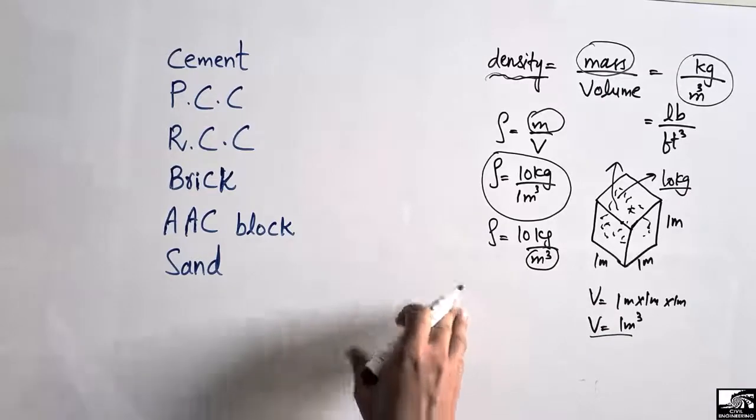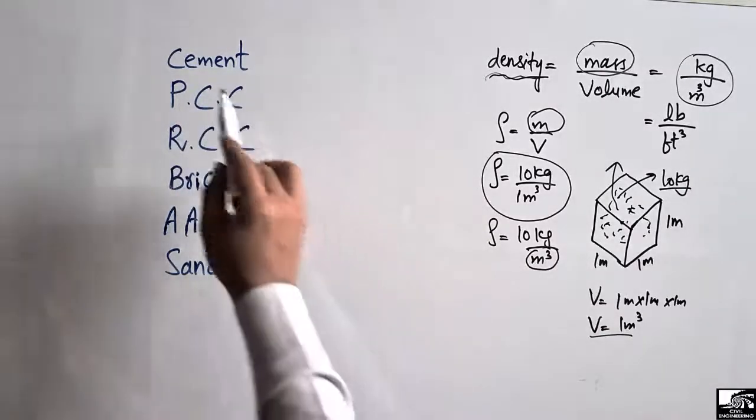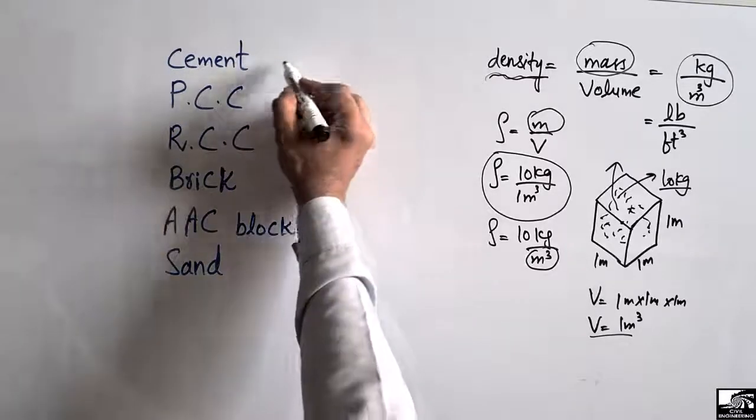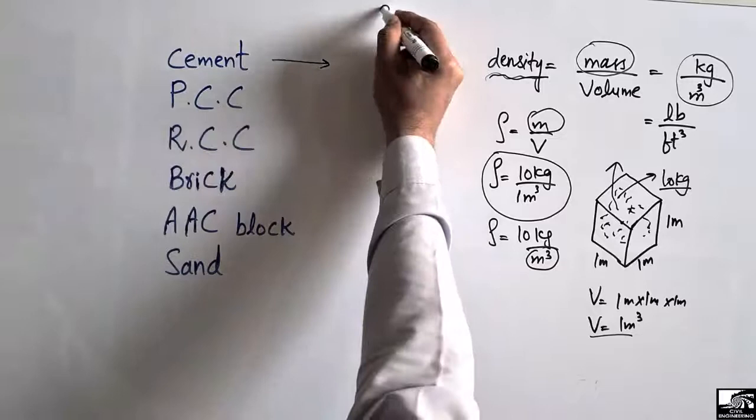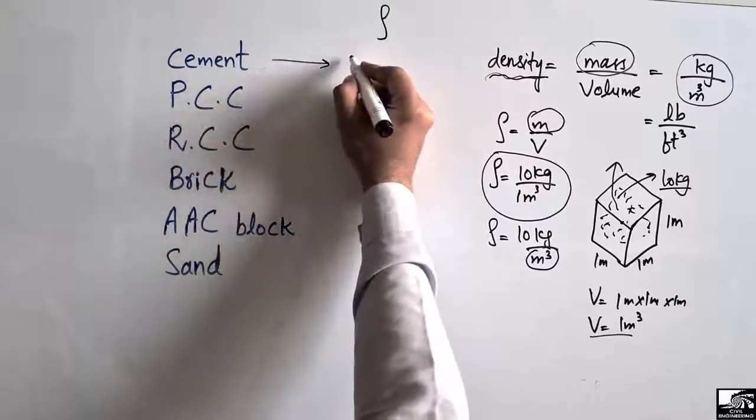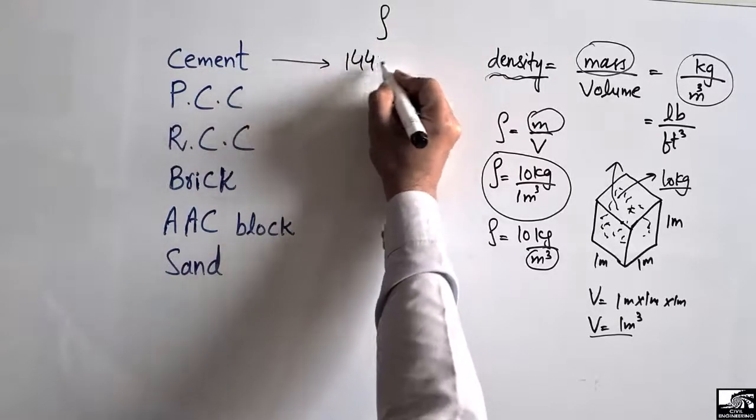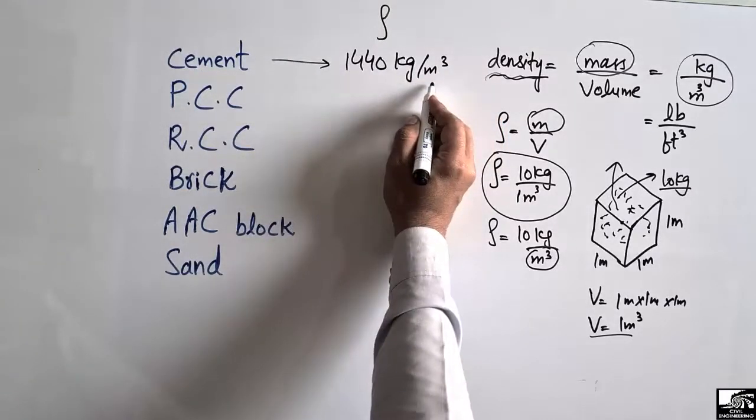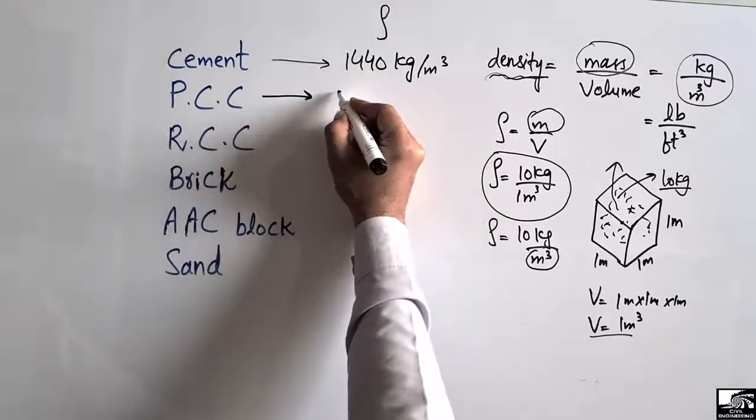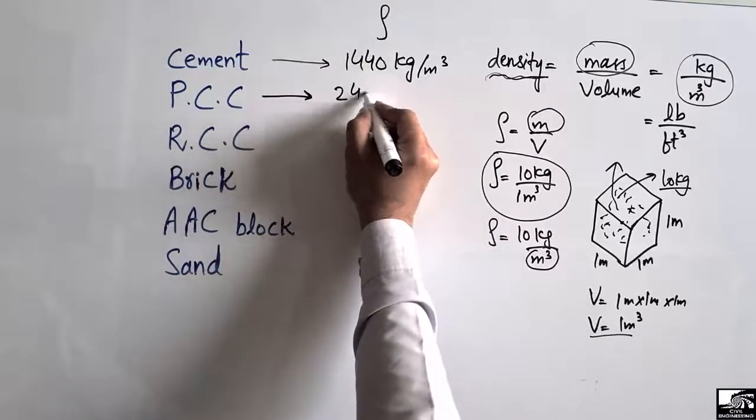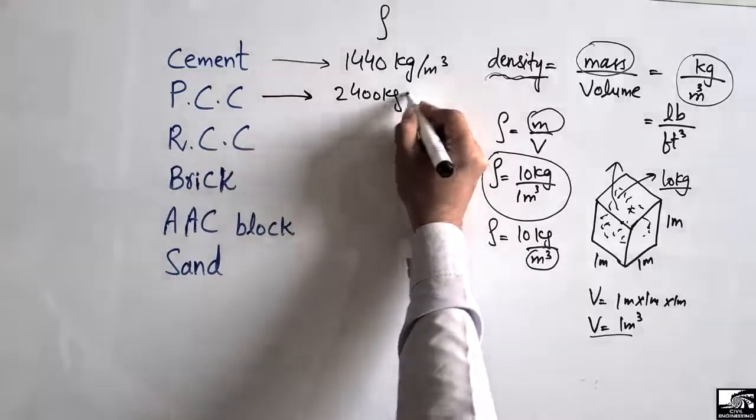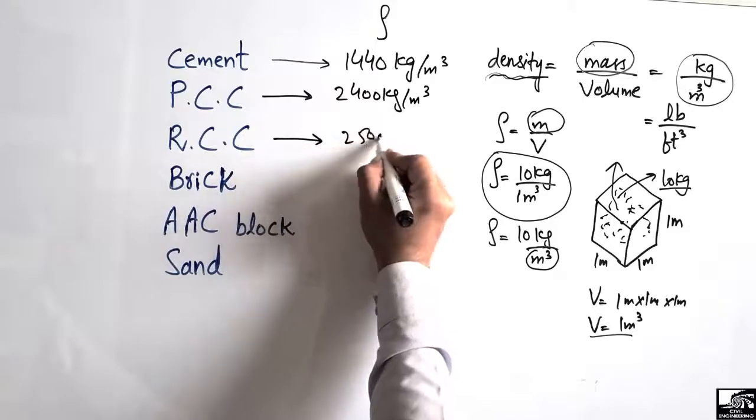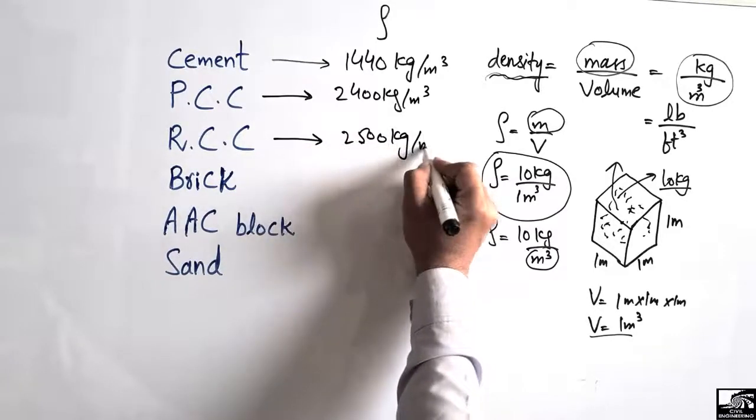Similarly, there are important engineering materials whose density we should know. Here rho is the density. The cement density is 1440 kilogram per cubic meter. The density of the PCC, or plain cement concrete, is 2400 kilogram per cubic meter. The RCC, or reinforced cement concrete, has a density of 2500 kilogram per cubic meter.